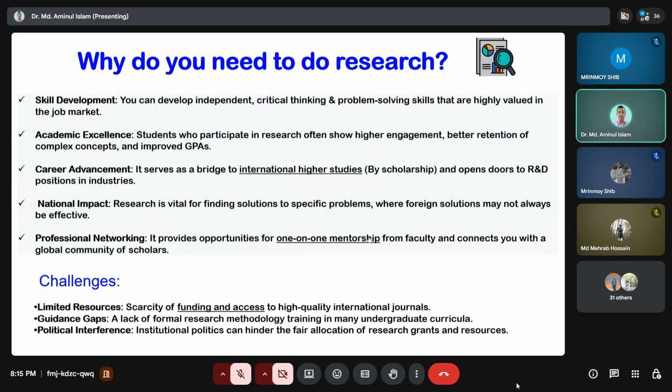The second most important thing is professional networking. If you do research and publish, then it will open an avenue from faculty or the global world. Then the global community will recognize you. However, there are some challenges in Bangladesh. For example, we have limited resources, limited time, and a guidance gap. Sometimes political interference can create problems.